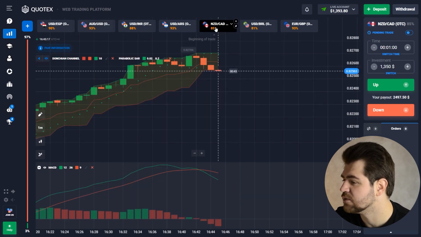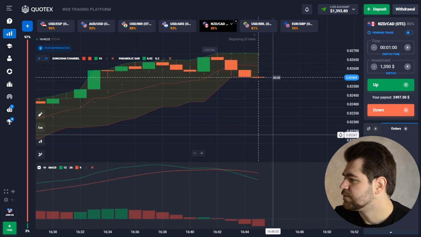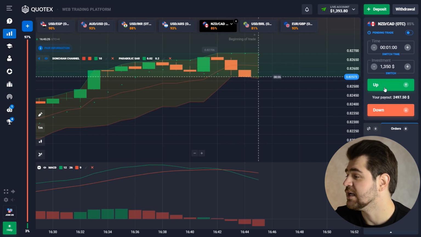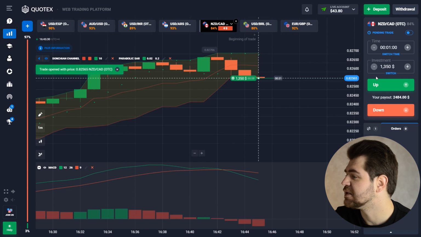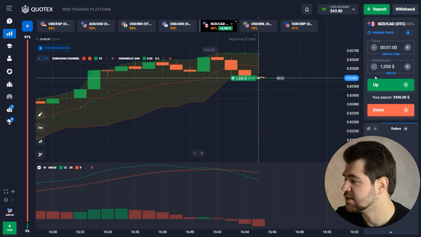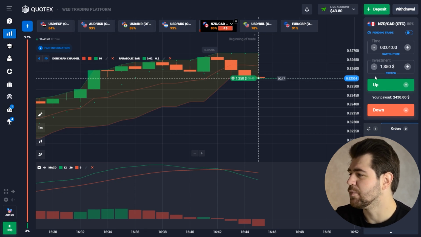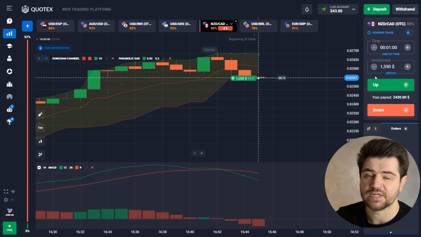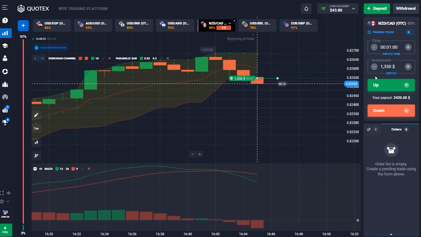Okay, so I'm gonna go with a call option because I think we're gonna still go back to the middle line of the Donchian Channel, as a small kind of pullback, because it looks like it's entering into a flat. So let's wait for the result of this, if that's correct, and we continue.